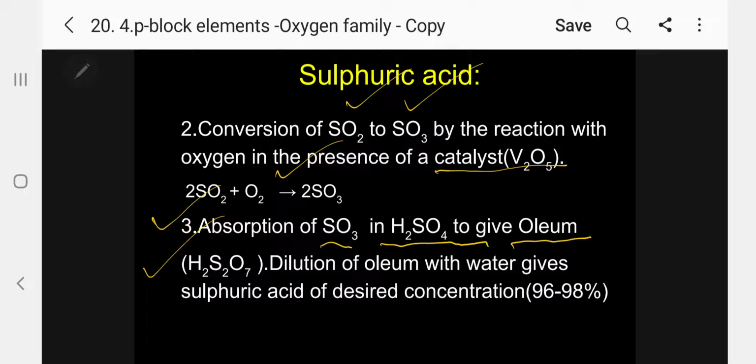Formula H2S2O7. That is the final product. So highly concentrated sulfuric acid. By dilution of oleum with water, it gives sulfuric acid of desired concentration. We can prepare any concentration of sulfuric acid from oleum by adding water. So normally 96 to 98% sulfuric acid concentration will be present.